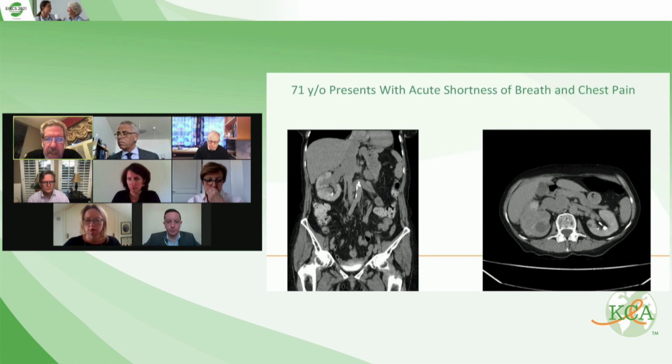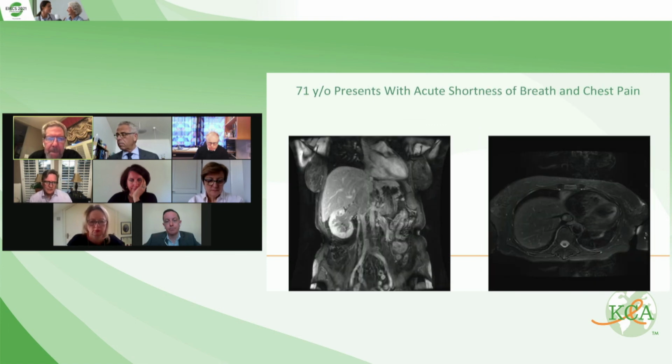So here's her CT scan of the abdomen. And again, you can see a locally advanced tumor involving the right kidney with a renal vein and IVC thrombus that looks like it extends up to at least the diaphragm, if not extending into the right atrium. She does not appear to have any retroperitoneal adenopathy at this point.